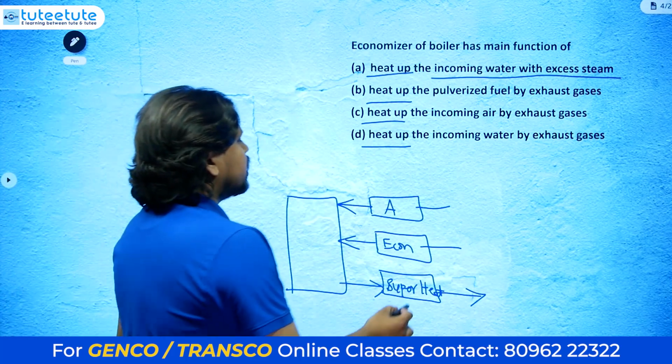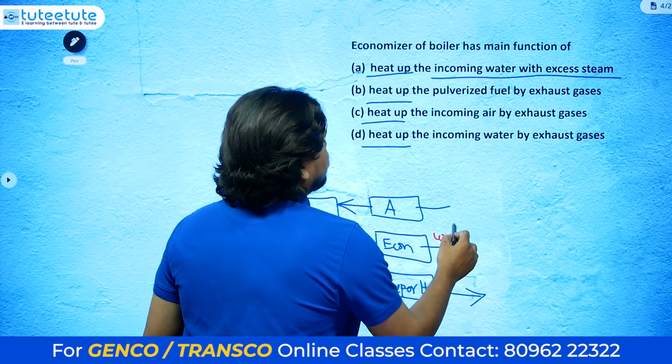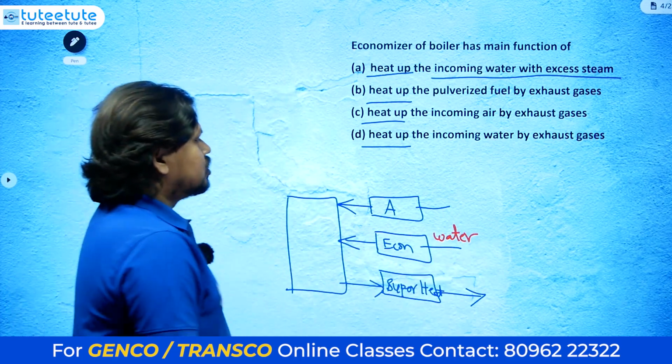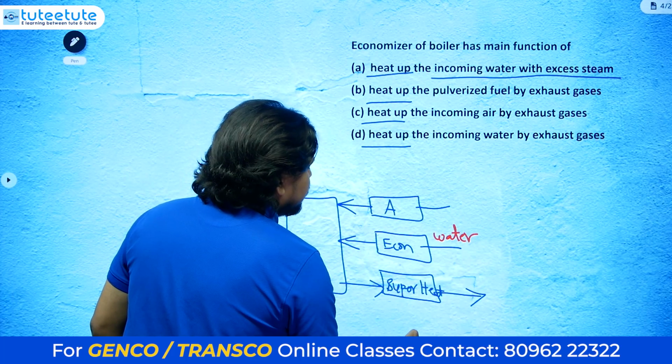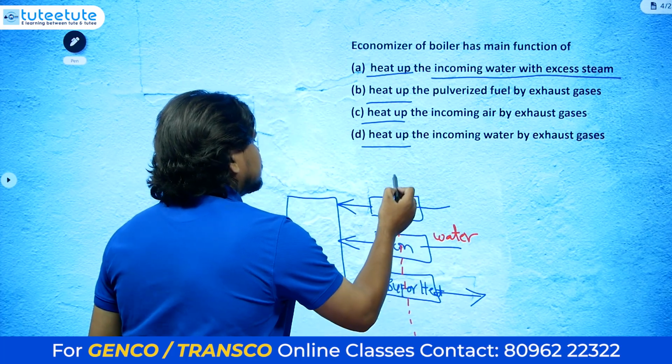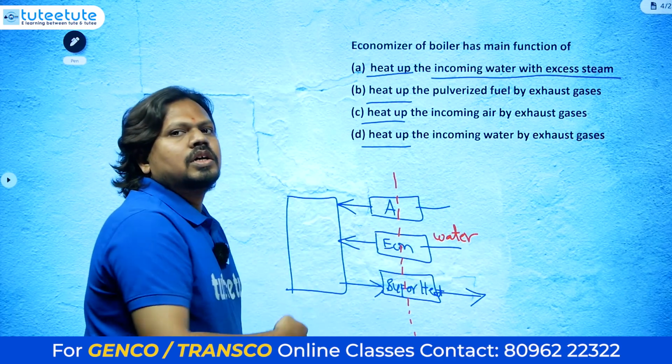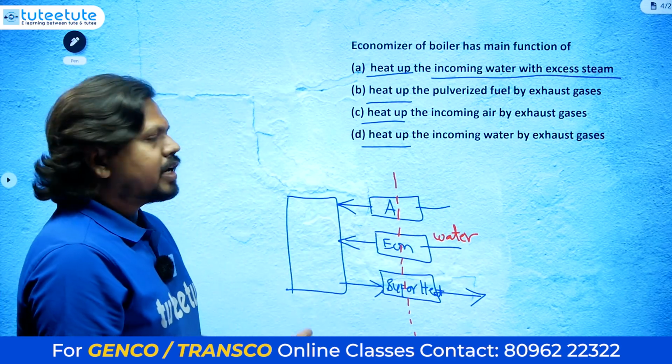The economizer they are asking about. We will be sending the water here. Which kind of water? Some pressurized water we are sending. Along with the pressurized water, we are sending some flue gases also. Using the temperature of these flue gases, this water will get even more heated. That is the economizer operation.